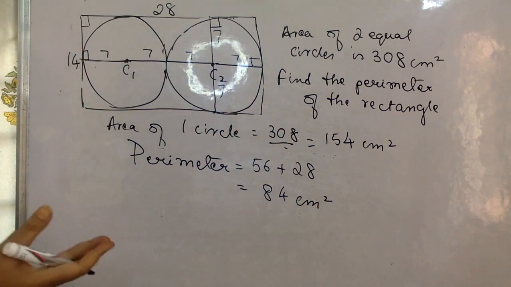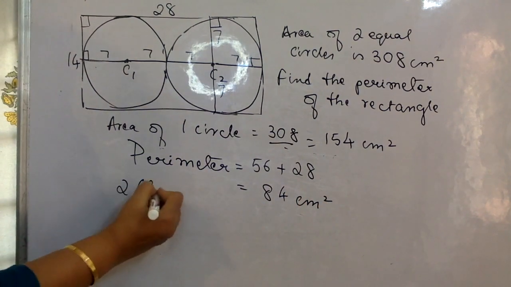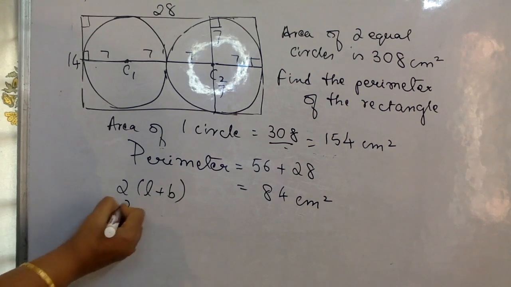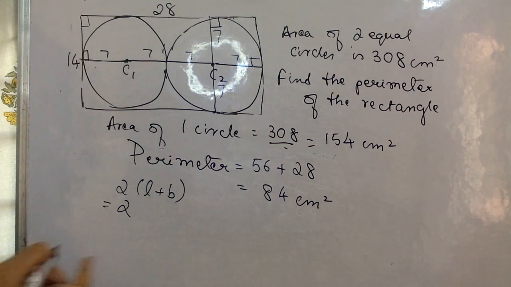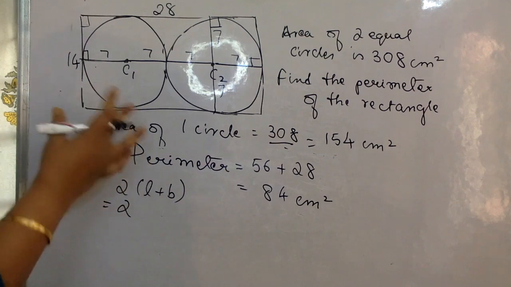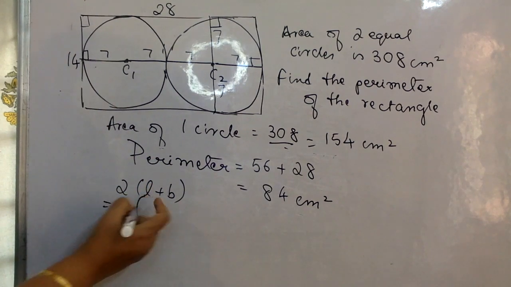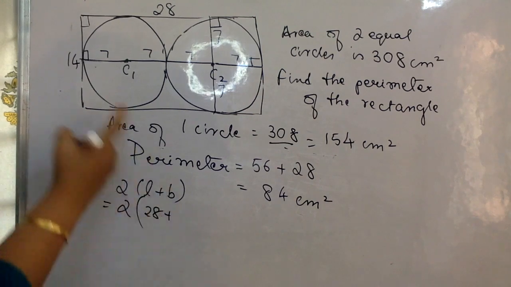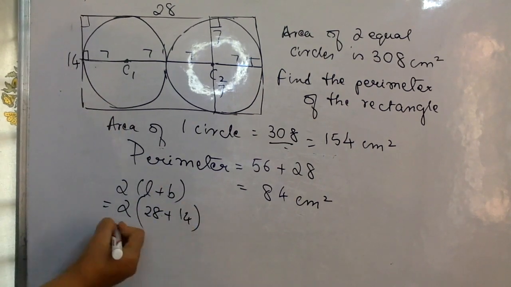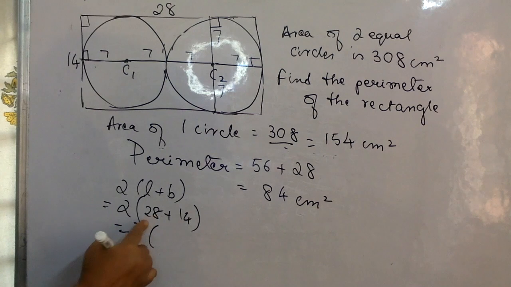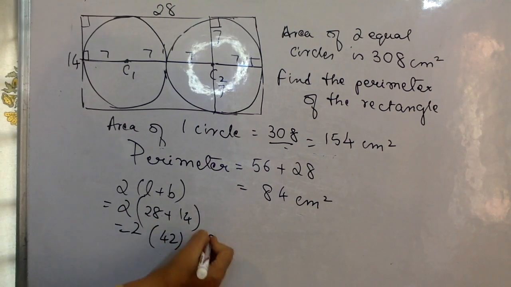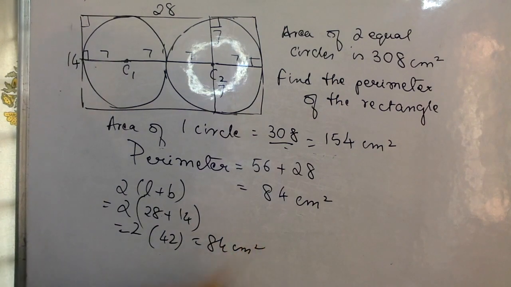If you want, you can use 2(L plus B), this formula. You can use it, but I don't want my students to remember so many formulas unnecessarily when we can do it without a formula. So here also we can check with this. See, L is 28 and B is 14. So I'll show you this way also. 2 into 42, this is 30, this is 42. That makes it 84 centimeters square. So whichever way you want to do it, you can do it. You'll get the same answer.